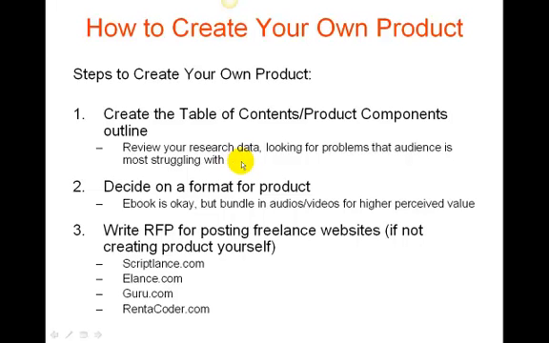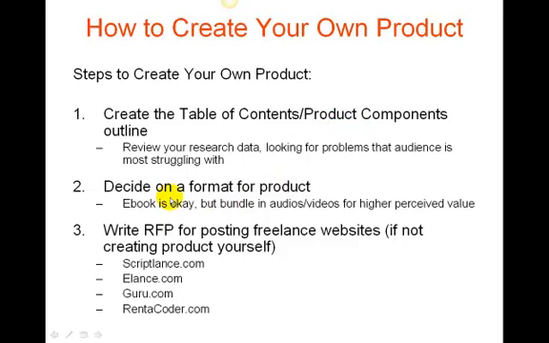So to give you a concrete example, if you were writing an ebook on curing acne, there might be specific things that people who are looking to cure their acne want in an ebook. So it might be a listing of great natural creams that they can use to cure their acne, or things that they can do in the meantime before their acne is fully cured. What products can they use to disguise it? So those are the detailed sorts of things that you're looking for in your research data that you would use to create the table of contents or the product components outline.